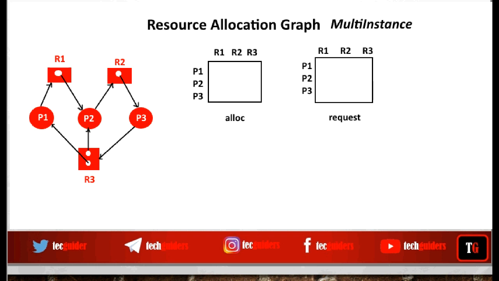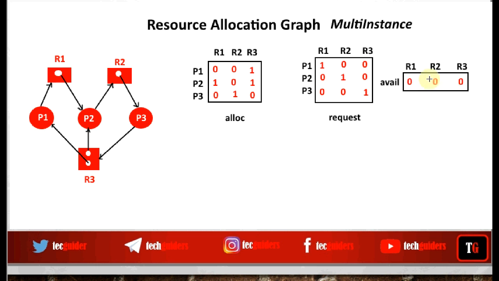P1 is allocated one instance of R3 and is waiting for one instance of R1. P2 is allocated one instance of R1 and one instance of R3 and is waiting for one instance of R2. P3 is allocated one instance of R2 and is waiting for one instance of R3. Remaining entries are all zeros. We have only one instance of R1, one instance of R2 and two instances of R3 at the maximum. So all the resources are allocated, hence the available vector is 0, 0, 0.